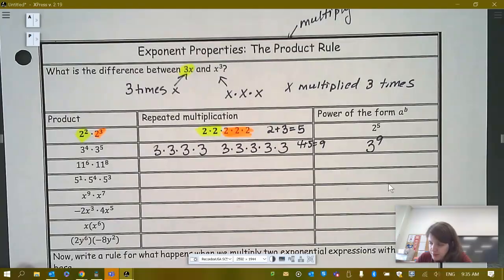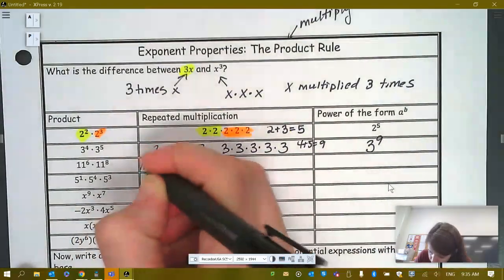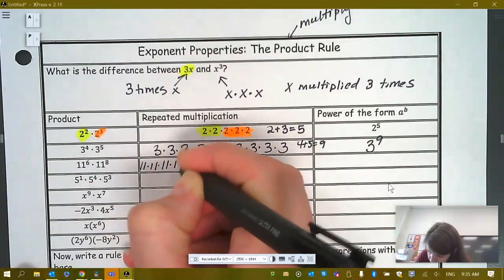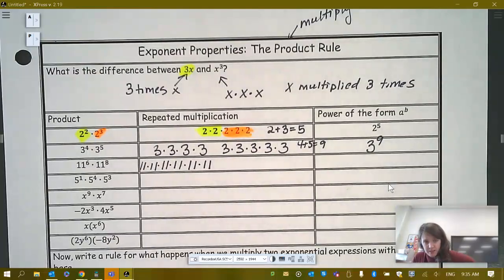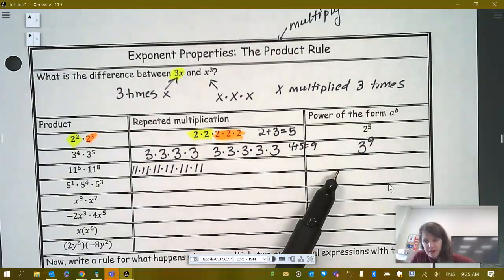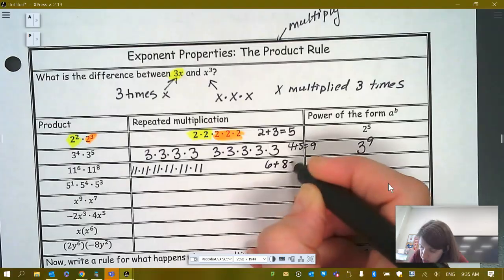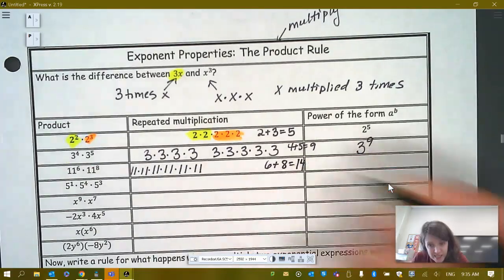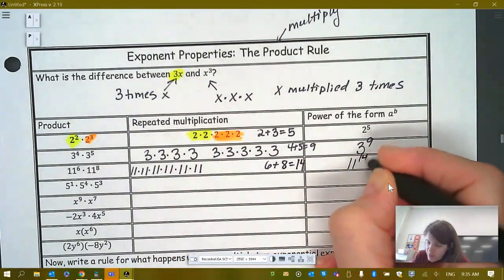Same for the next, 11. And again, I'm going to run out of space here if I try to write all these. 11 times 11 times 11 times 11 times 11. It's kind of annoying to do it this way. But just so you understand what's happening here, here's my 6 11s. And then if I put another 8 11s over here, I would have a total of 6 plus 8 11s, which would give me 14 total 11s being multiplied. So I would get 11 to the 14th power.